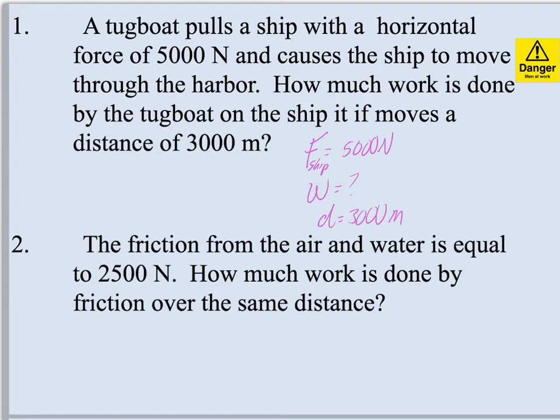All right, so this is just about as basic as you can get. We know work equals the force times the distance. I'm going to go ahead and put cosine theta here. And we know the force is 5,000. We know the distance or displacement is 3,000 meters. And we know that when we multiply those together, we get 15 million.